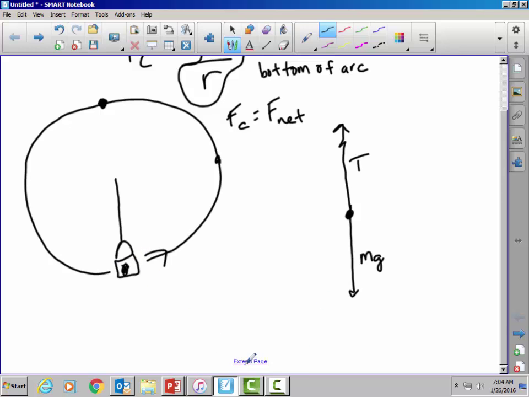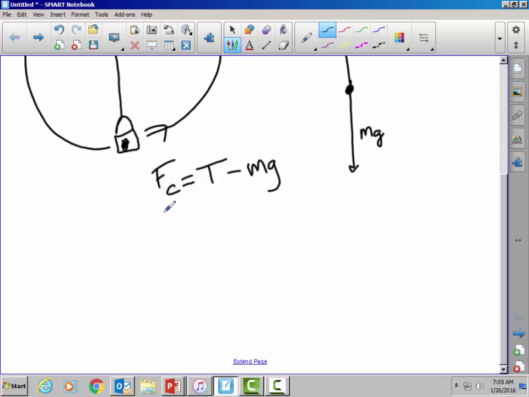So this is what your free body diagram would look like for the bucket at the bottom of the arc. Now your centripetal force would be your tension minus your weight, because the difference between these two forces, whatever is left over, is what's responsible for making the bucket turn in a circle. That's going to be your centripetal force. So if I wrote this out, centripetal force is mv squared over r. It would equal your tension minus your weight.